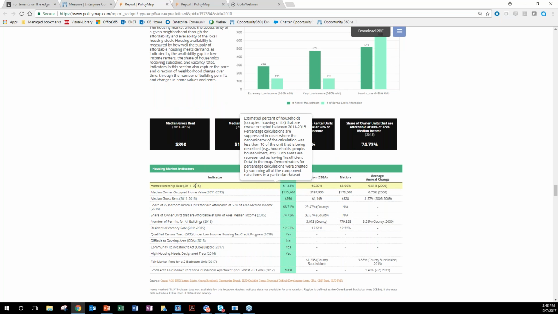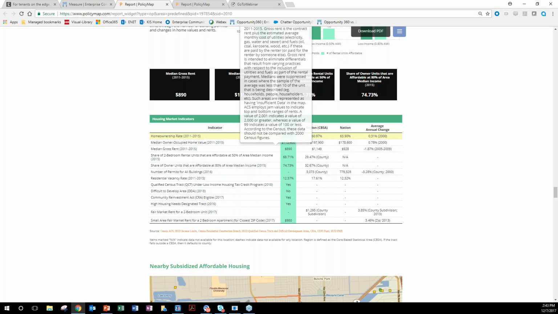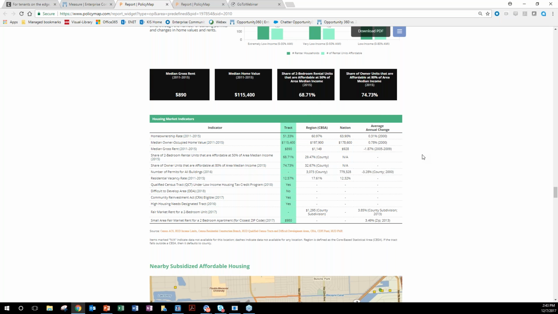Same thing down here with home ownership. You see that in the tract there's about 51% of people right here who own their homes. That's lower than the region. About 60% in the region and South Florida are homeowners, but compared to the nation, both those numbers are low. And you can see the average annual change here. That's actually increasing, but only slightly on an annual basis.